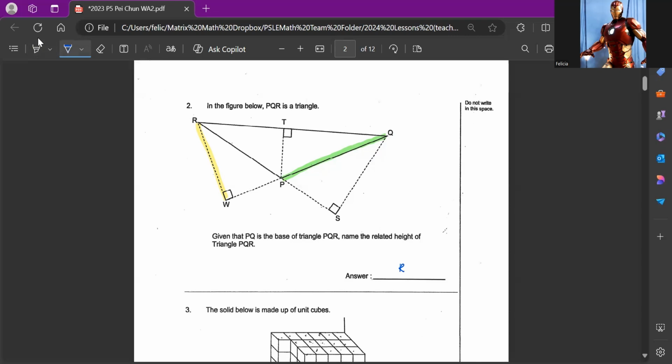So don't worry if you think, how come the height is not exactly touching the green color base? Okay, it need not touch each other. The height and base need not touch each other. All right, they need not be in contact with each other. They just need to fulfill the two conditions that I just mentioned.